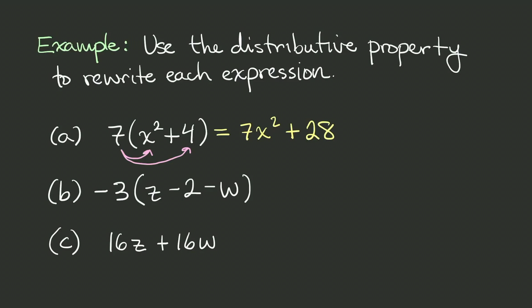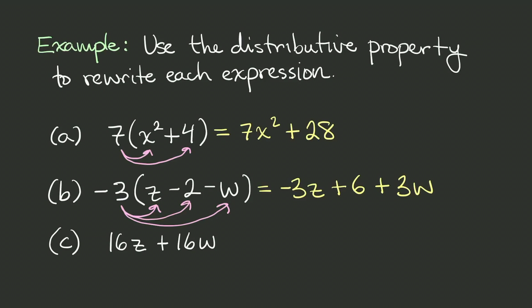In part B, we have negative 3 multiplied by (z minus 2 minus w). Again, we'll distribute that negative 3 to each of the terms in the parentheses. So we end up with negative 3 times z, which is just negative 3z, and then we'll have negative 3 times negative 2. When I multiply two negative numbers together, I get a positive, so that will be positive 6. And now we have negative 3 times negative w. Again, that will be positive 3w.